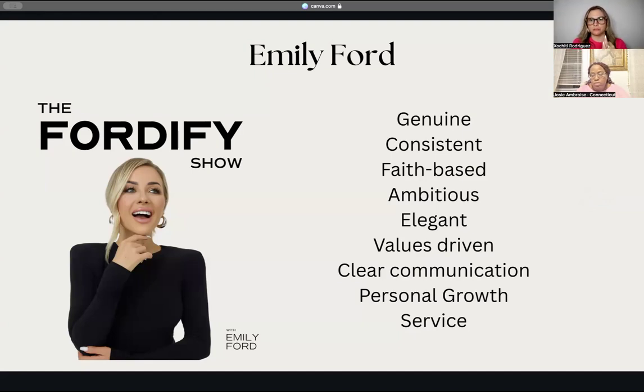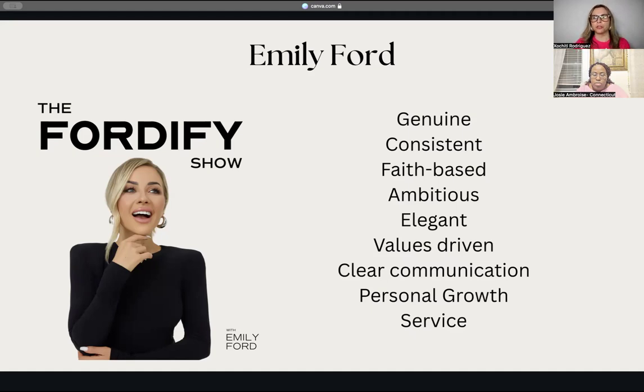She's consistent. For me, it's important that she's faith-based. Ambitious. And she's faith-based and then ambitious. Sometimes they collide, or we have the impression that they should collide. They don't collide. And she does a beautiful job at this. So ambitious, elegant. She's very values driven. When you see her page, if you look at her Instagram, you can see what she's about just on her Instagram feed. It's beautiful, elegant, very clear communication.